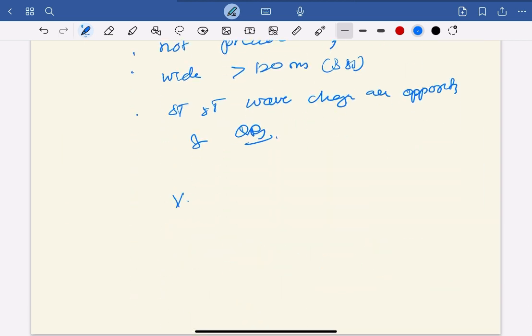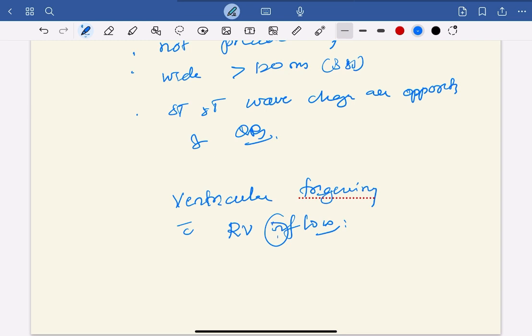So this ECG shows ventricular trigeminy with foci being on the right ventricular inflow. How to remember? Inflow has N, so normal axis.